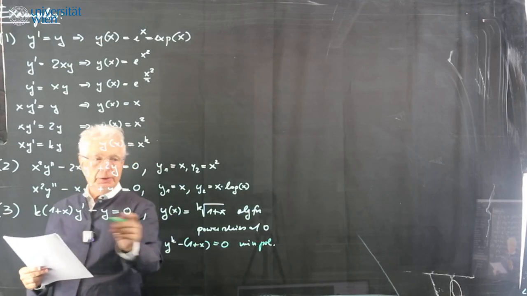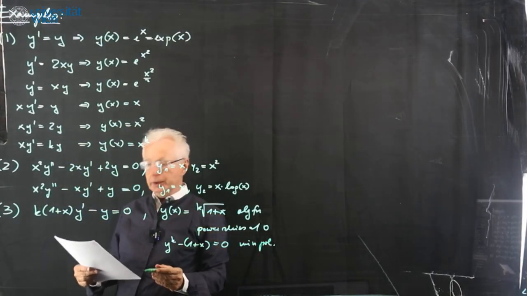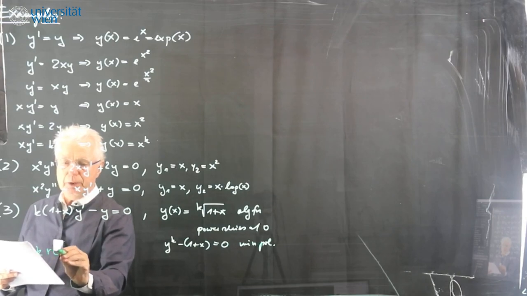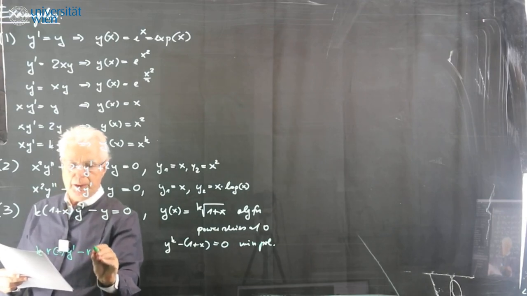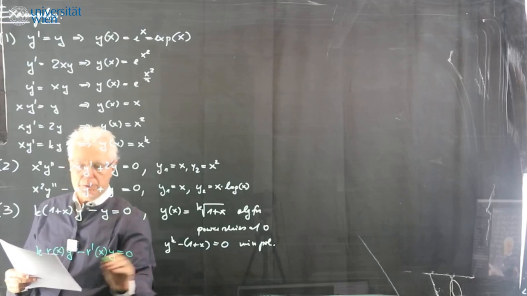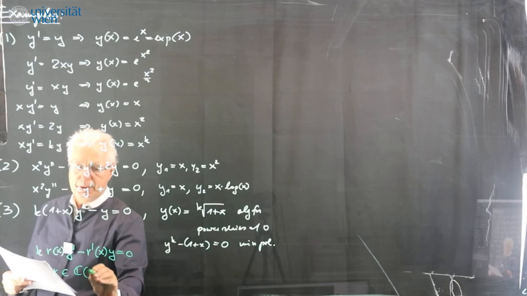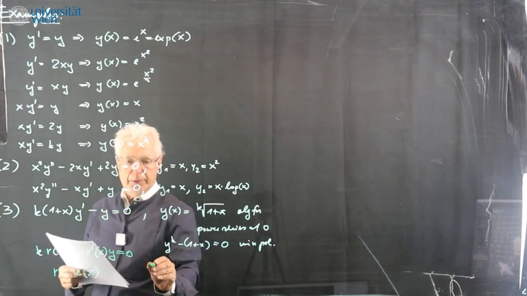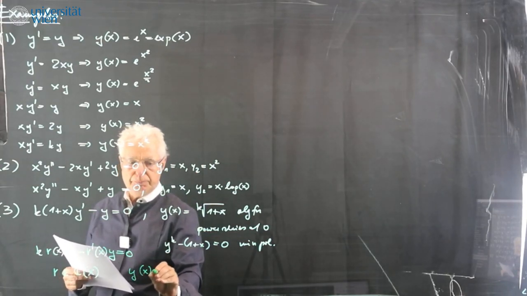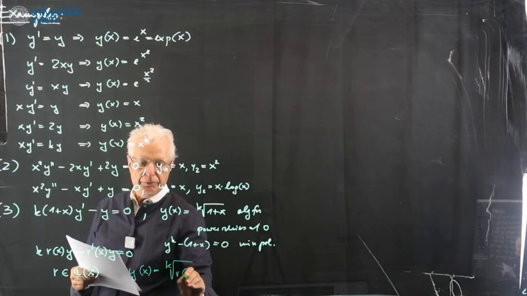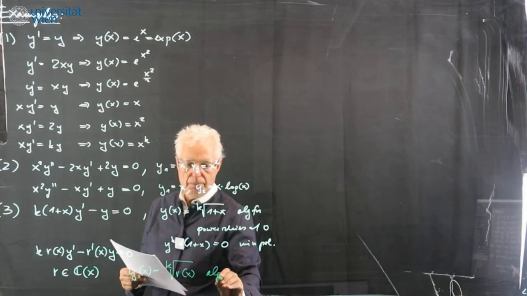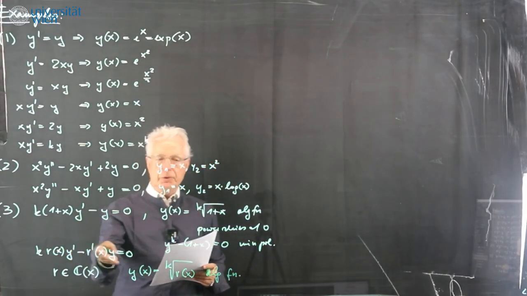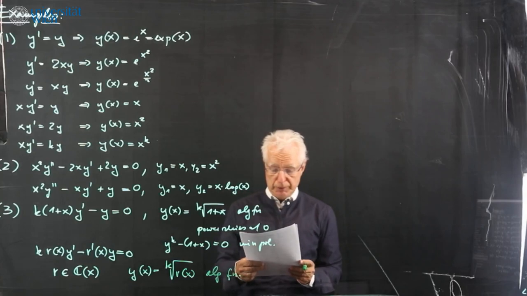So more generally, you can produce kth roots of rational functions by taking r of x any rational function, and then you take k r(x) y' - r'(x) y = 0. So r, I denote like this the field of rational functions, or you could also take polynomials if you want, and this would give you y of x equals the kth root of r of x. Again, an algebraic function. Okay. So this is the case of first order equations.